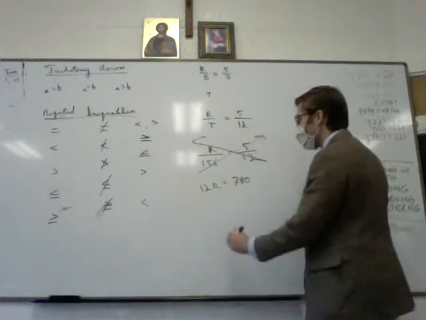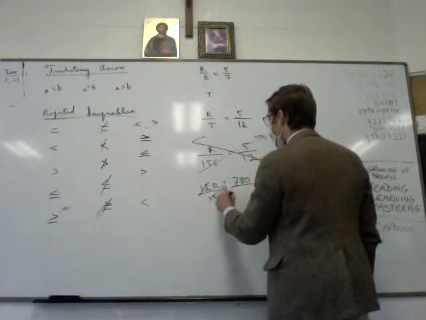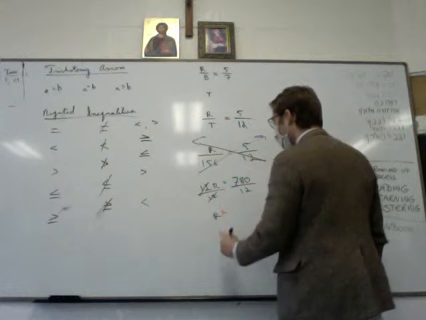Okay, 780, then we do what? Divide by 12 on both sides. What are we going to get?